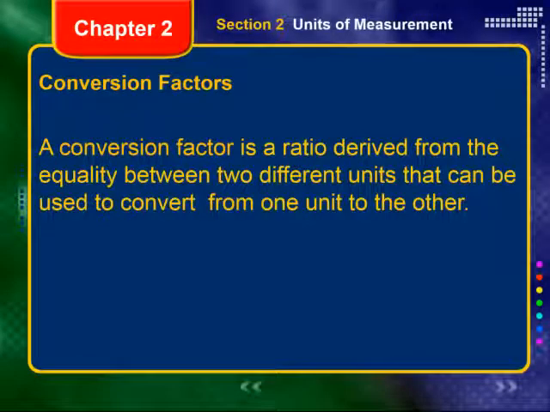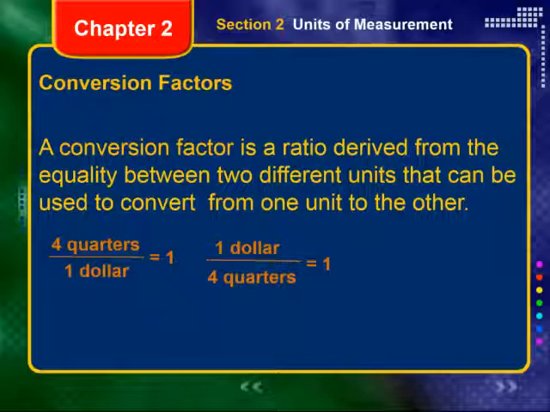Now, a conversion factor is a ratio derived from the equality between two different units that can be used to convert from one unit to another, and we will be doing this a lot. For example, I know that if I have 4 quarters, I have $1. They're the exact same amount of money.